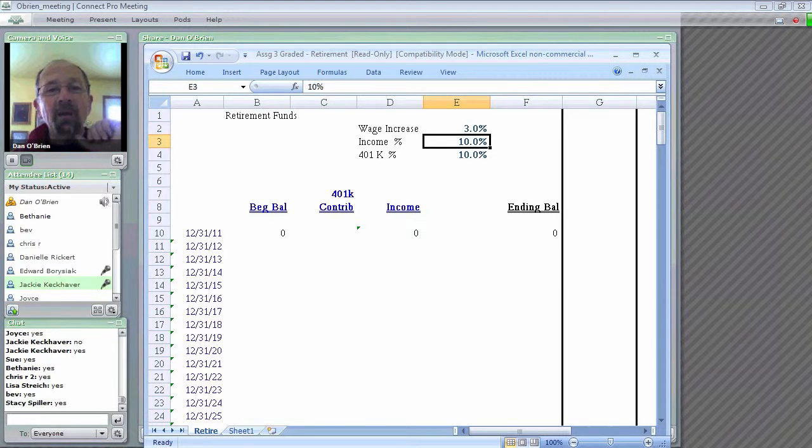And then this is income percentage. This income percentage right here is the percent that you can expect to make on the money you have in your investment. I have 10% here because I invest a lot of my money for retirement heavily into stocks.